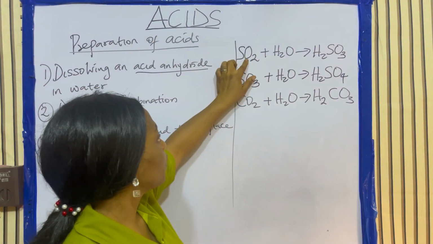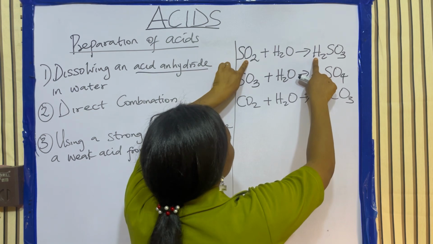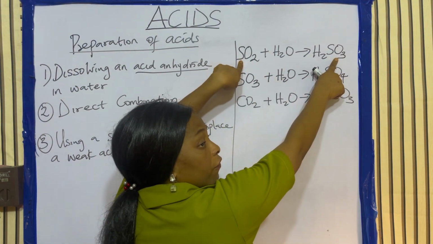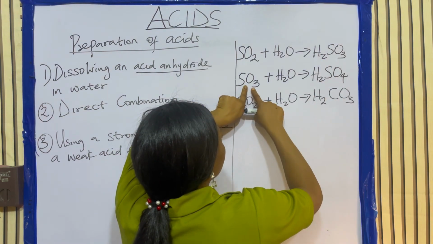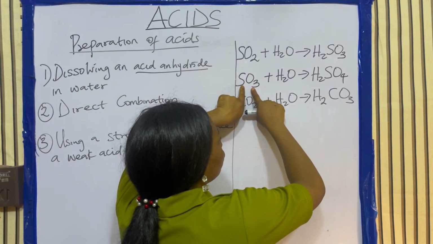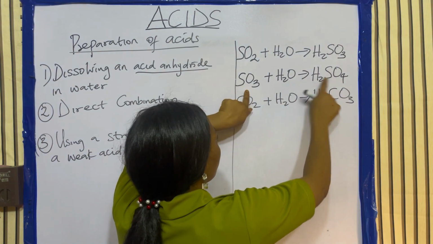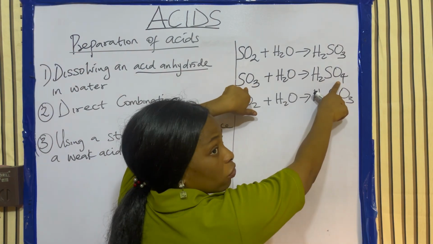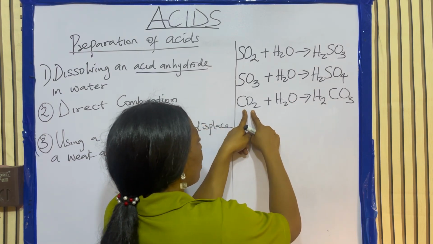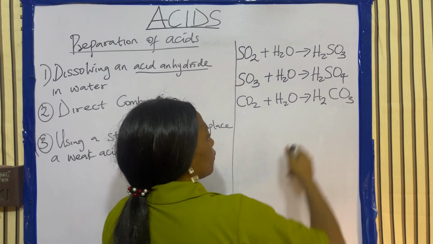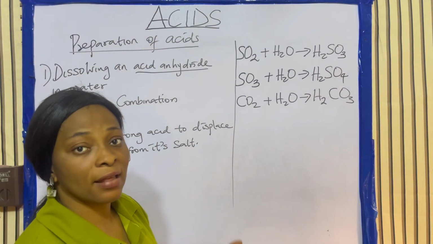Please take notes. Here you have hydrogen 2, 1 sulfur, 3 oxygen, trioxosulfate IV. Then here you have 3, you have 1. Here you have 2 hydrogen, 1 sulfur, 3 plus 1, 4, tetraoxosulfate VI. Then here you have 2 hydrogen, 1 carbon, 3 oxygen. So these are what we refer to as an acid anhydride.